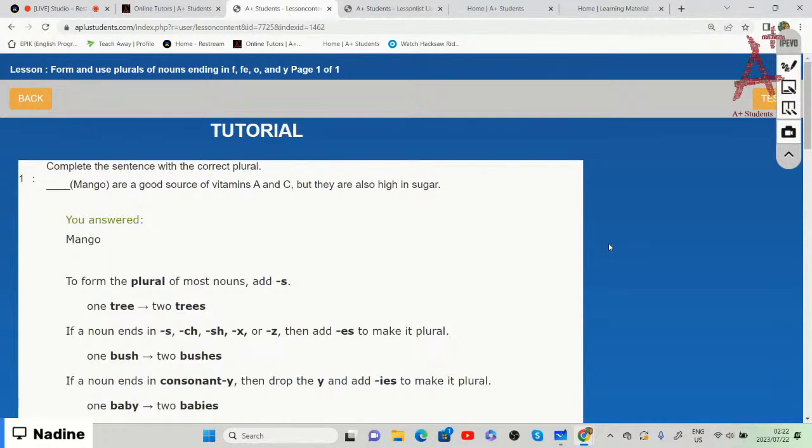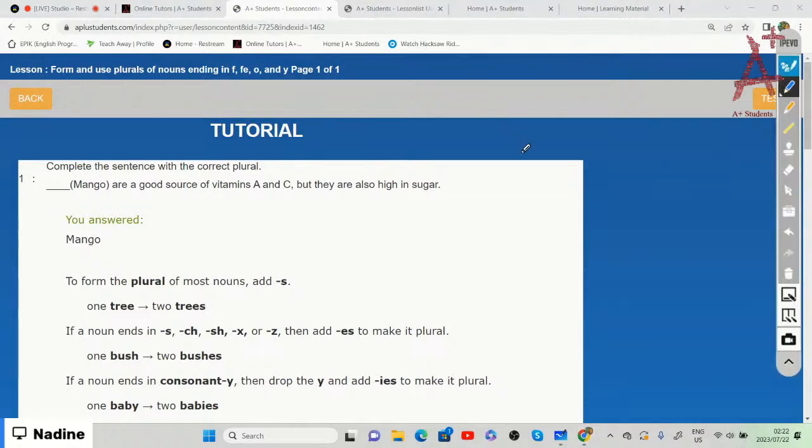Mango, and we can say mangoes. So we added an es to the word mango in order to change it from a singular word to a plural form. So one mango, two or more mangoes.